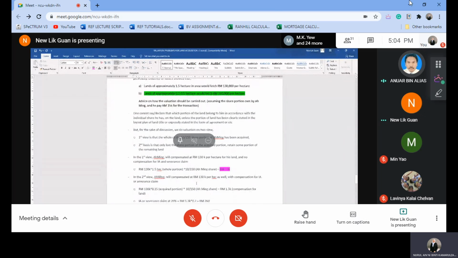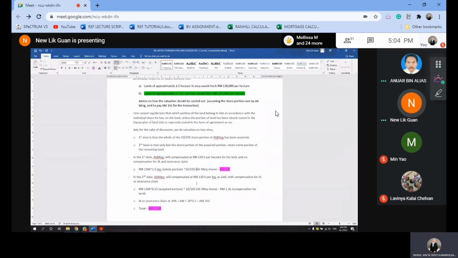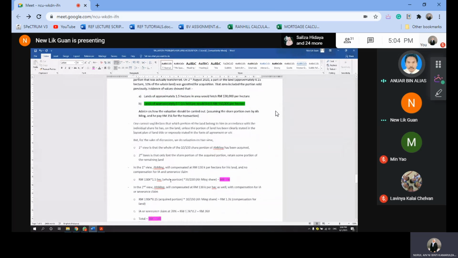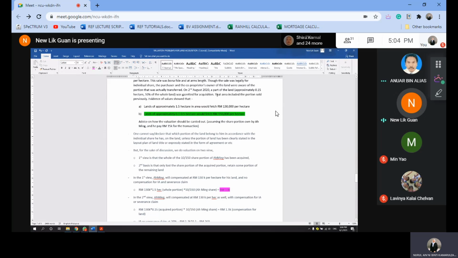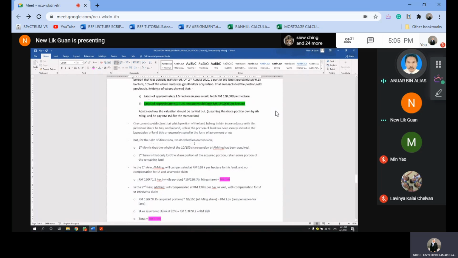I really don't understand your view between the first view and second view, such a great difference. Because the question only, same, only 10% for the second view, only 10% of the first view. Because the question already says that the area acquired includes the portion sold previously. But in reality, I don't think anyone can declare which portion belongs to whom unless it's expressly stated. For the share transfer, we don't know which part of the land that portion belongs to.